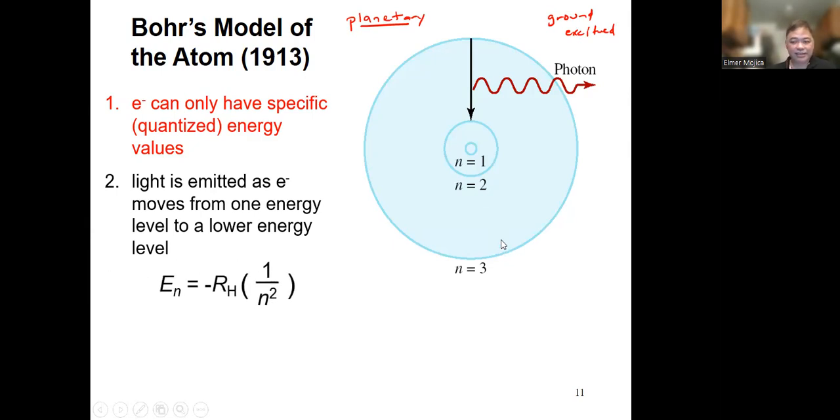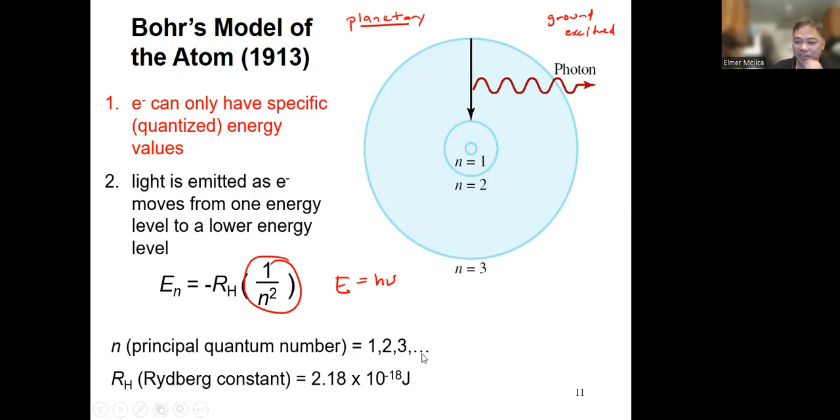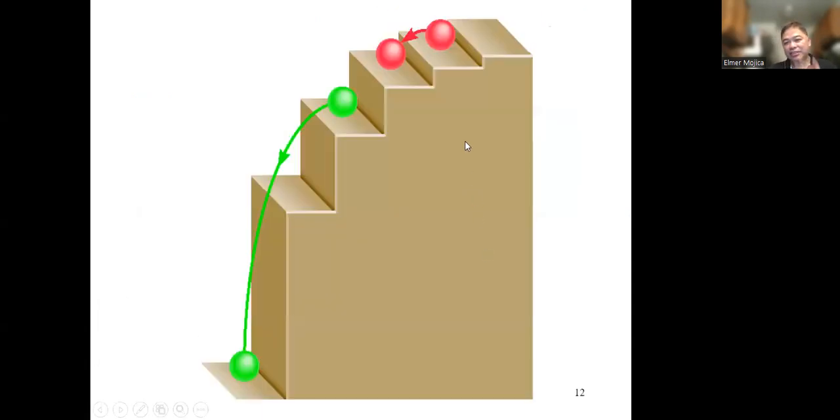And he devised an equation out of it. If you look at this, it's just a derivative of this, right? He just replaced the frequency with 1 over n squared, where n is the principal quantum number, and the Planck constant with the Rydberg constant. And if we depict what's happening here, we can say, okay, this is one electron from this energy level going here. And this is another electron from this energy level going here.